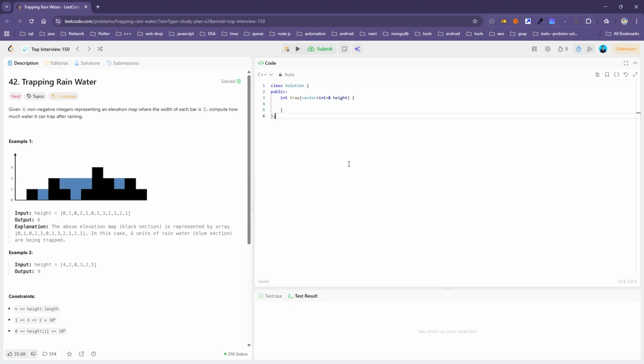So in example 1, the width of each bar is 1 as mentioned in the description, and the height of each bar is given as the input array. Okay. So we'll solve this question using two approaches. So let's just see the first approach.